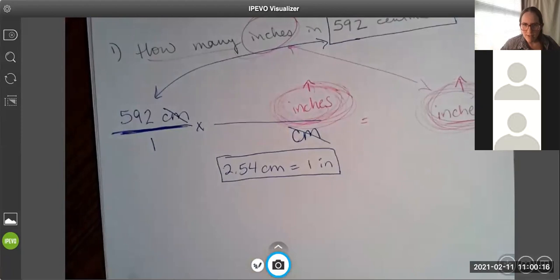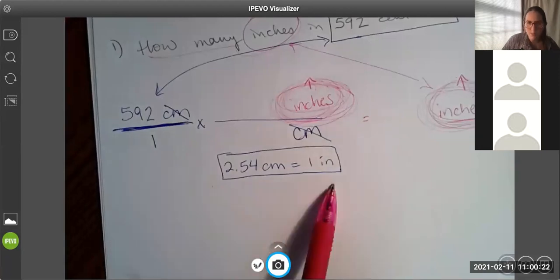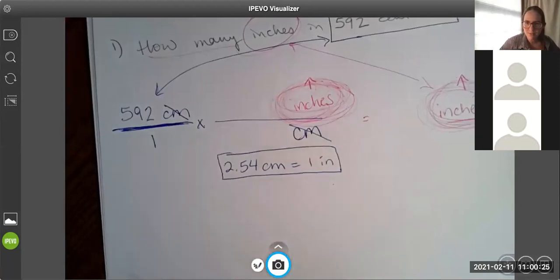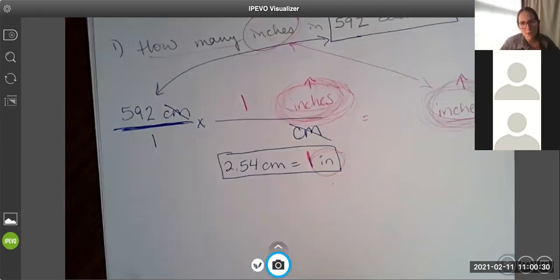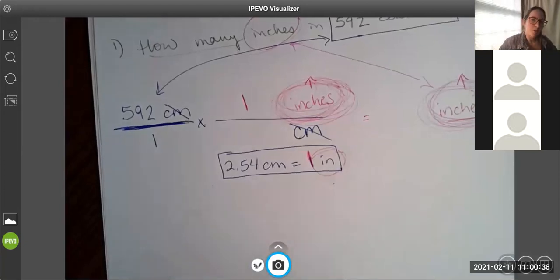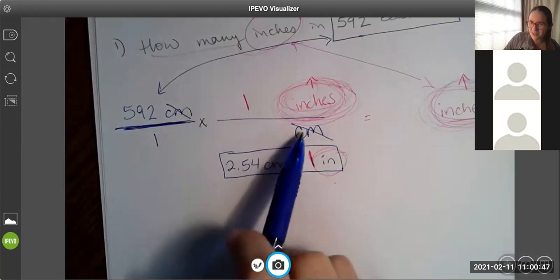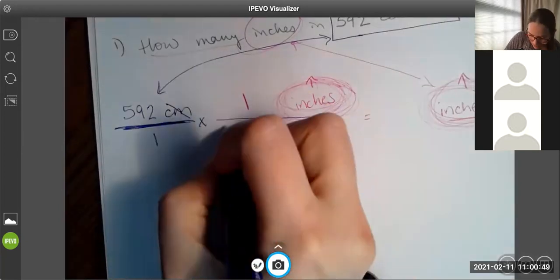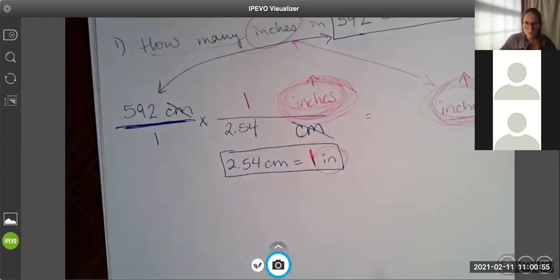All right. So we've got inches on the top here. And down here, what is the number that goes with the inches? 1. There you go. Nice. Yeah, there's your inch. There's your 1. The number that goes with inches is 1. What number would you write on the bottom? 2.54. Yes. How did you know? Because that's with centimeters. Yeah, centimeters is on the bottom. The number with centimeters is 2.54. There you go.